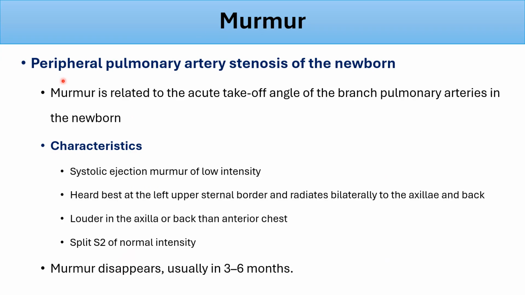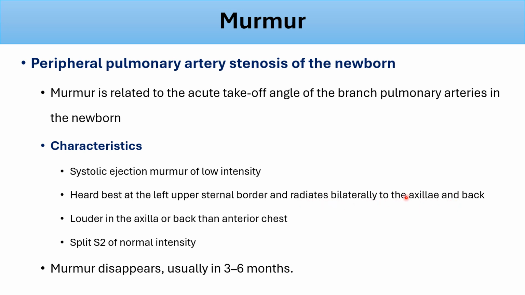Another common innocent murmur in newborn, peripheral pulmonary artery stenosis of the newborn. The murmur is related to the take-off angle of the branch of pulmonary arteries in the newborn. Characteristics of this murmur: systolic ejection murmur of low intensity, best heard at the left upper sternal border and radiates bilaterally to the axilla and the back.